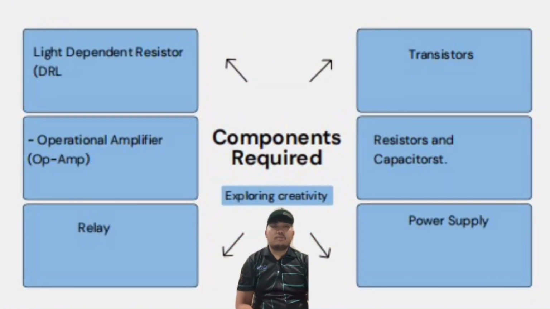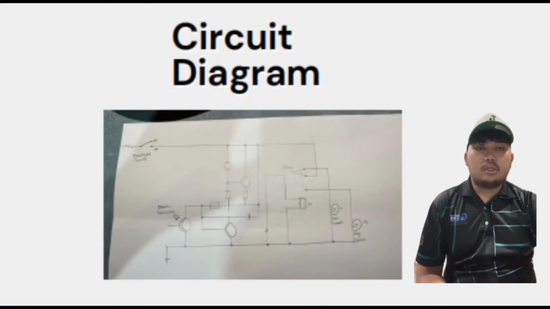Assalamualaikum, my name is Muhammad Mukri bin Majoda. I will explain the final project, the automatic headlight dimming and adaptive system. First, the functional circuit for an automatic headlight dimming system using a light sensor and relay. Components required: first, light dependent resistor (LDR); second, operational amplifier; third, relay; fourth, transistor; fifth, resistor and capacitor; and finally, power supply.